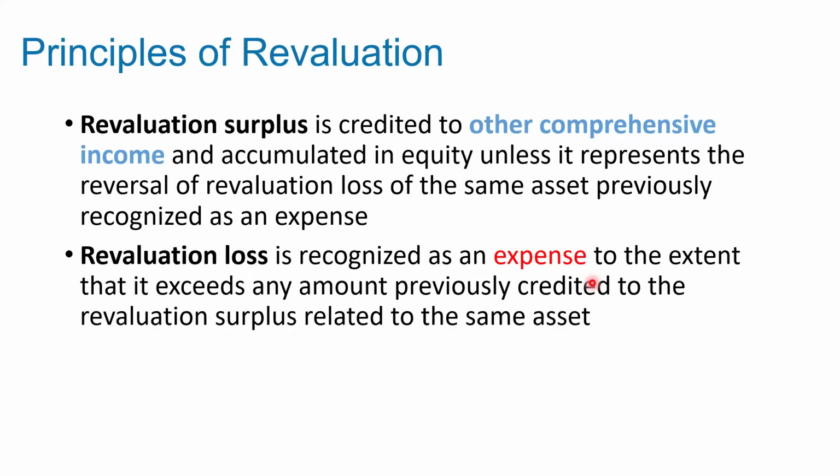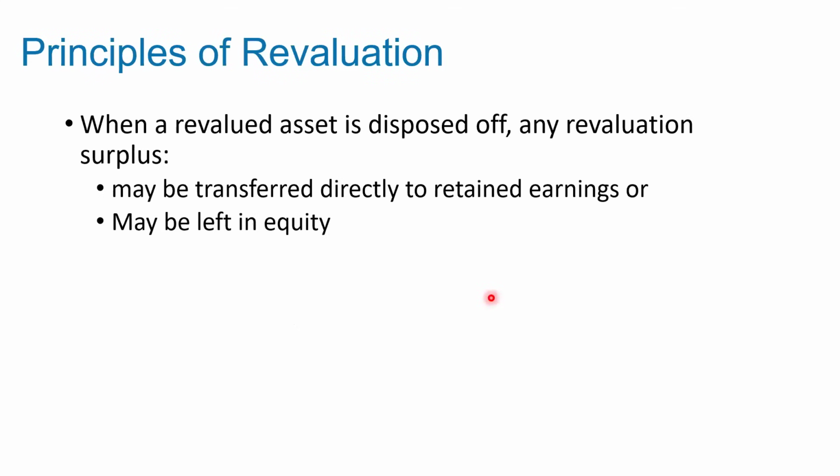Is that okay? But then if it exceeds any amount previously credited to the revaluation surplus, then you have to reverse it. Again, this one will solve a question for it to be meaningful to you. But the primary thing you should know is that revaluation surplus should go to other comprehensive income, and revaluation loss should be treated as what? Expense. That's what you should pick from this slide. So when a revalued asset is disposed of, any revaluation surplus may be transferred directly to retained earnings or may be left in equity.